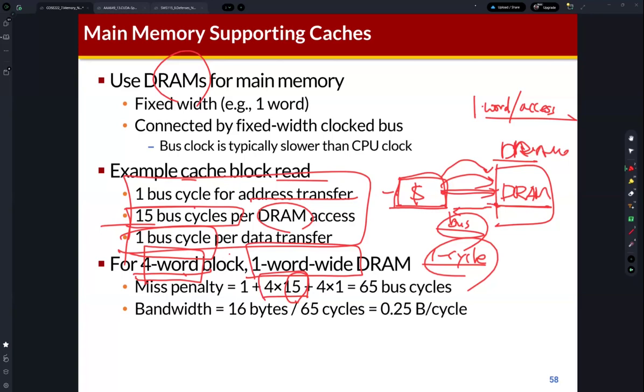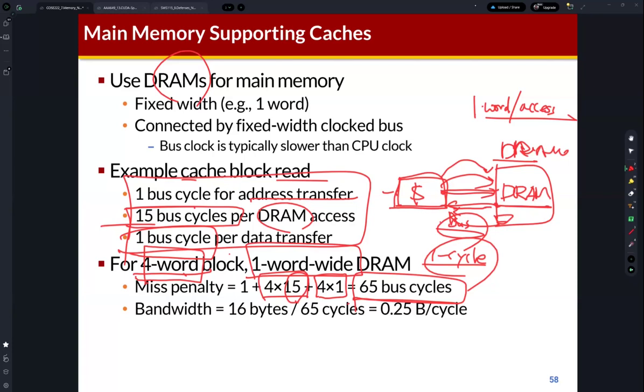And then, in order to transfer each word to the cache, it will take 1 cycle. So in total, it will take 4 cycles. So this is the total cycles for transferring data to the cache. Okay, so 64 bus cycles. This is the miss penalty. So we can calculate the miss penalty like this.